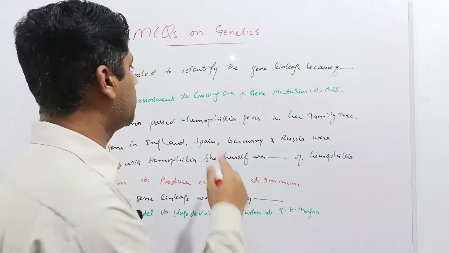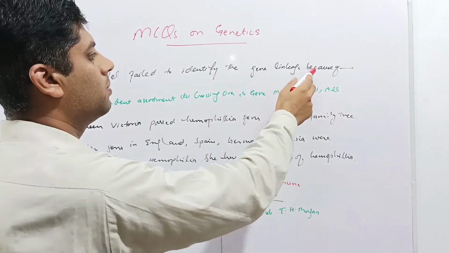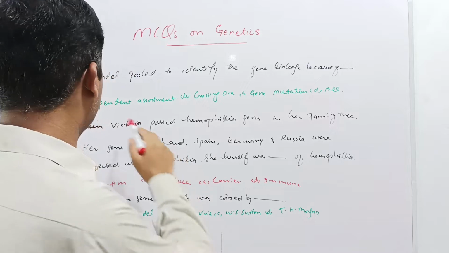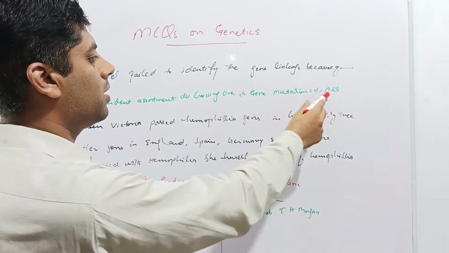Next question is, Mendel failed to identify the gene linkage because of, given options are, independent assortment, crossing over, gene mutation, or all of these.